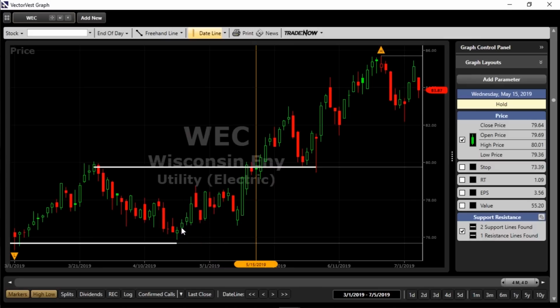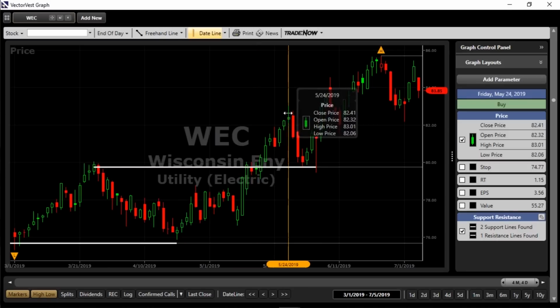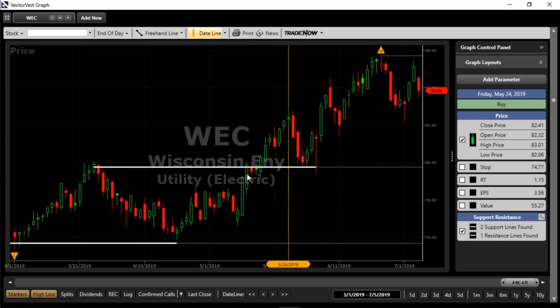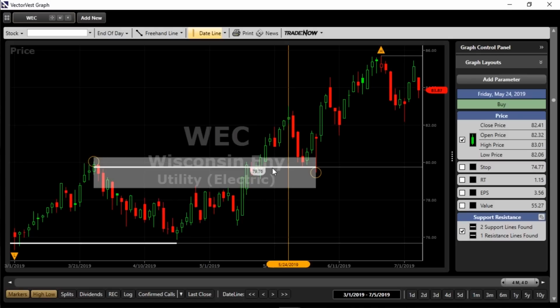Remember, if you enter into the trade off of a support retracement, you should look to exit the trade off of a resistance retracement. But we never got that resistance retracement. We got the breakout through resistance. Stock rises to a level of 83.01 on May 24th and then comes back down to retest what's now support. It was resistance back here, but once price breaks through that resistance level, that level becomes support.